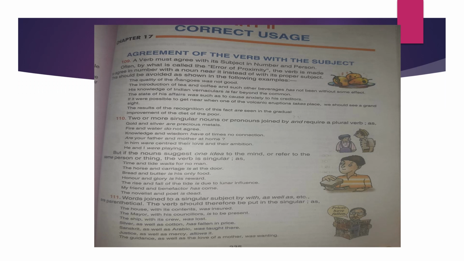So here comes the agreement of the verb with the subject. Over here you can see that a verb must agree with its subject in number and person. Often, by what is called the error of proximity, the verb is made to agree in number with the noun near it instead of with its proper subject. This should be avoided, as shown in the following examples.